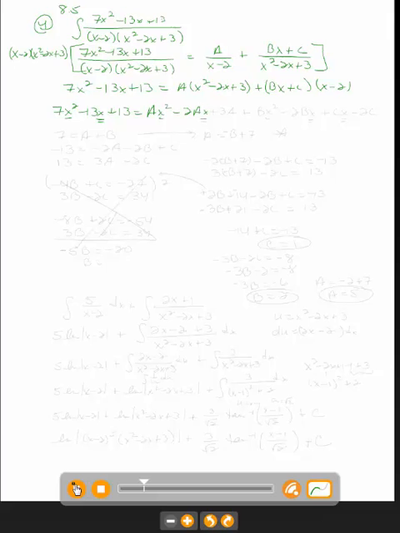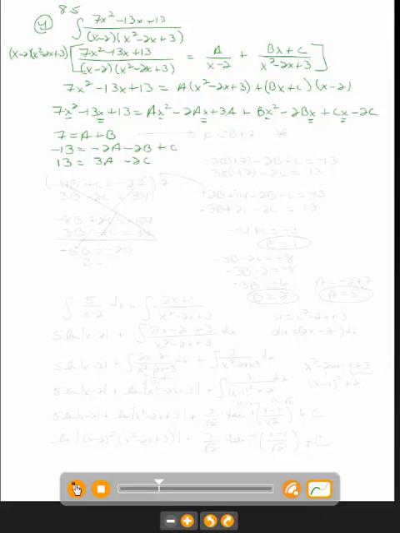Ax squared minus 2Ax plus 3A, Bx squared minus 2Bx plus Cx minus 2C. All right, so my x squares, this guy, this guy, this guy. 7 must equal A plus B. Okay, now let's look at the x's. And this one, and this one. Okay, so negative 13 must equal negative 2A minus 2B plus C. And then finally my constants, the ones that are not underlined, 13 must equal 3A minus 2C.